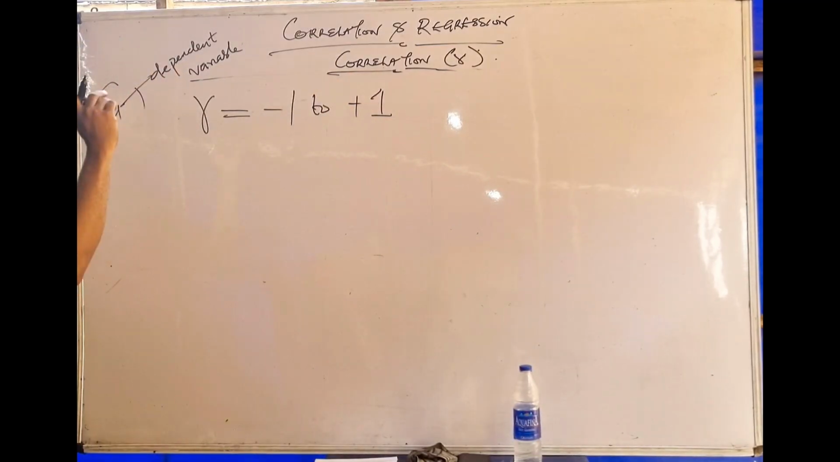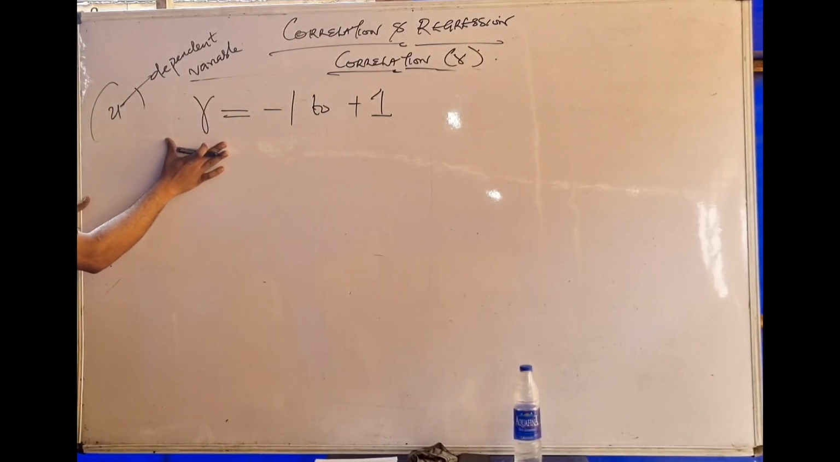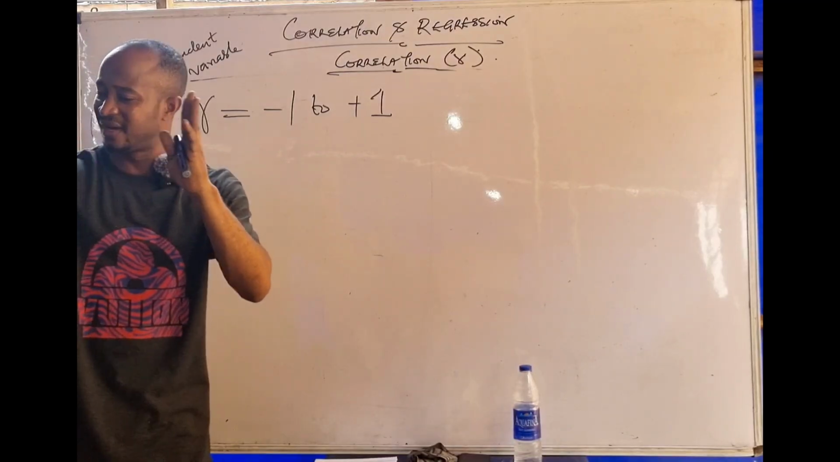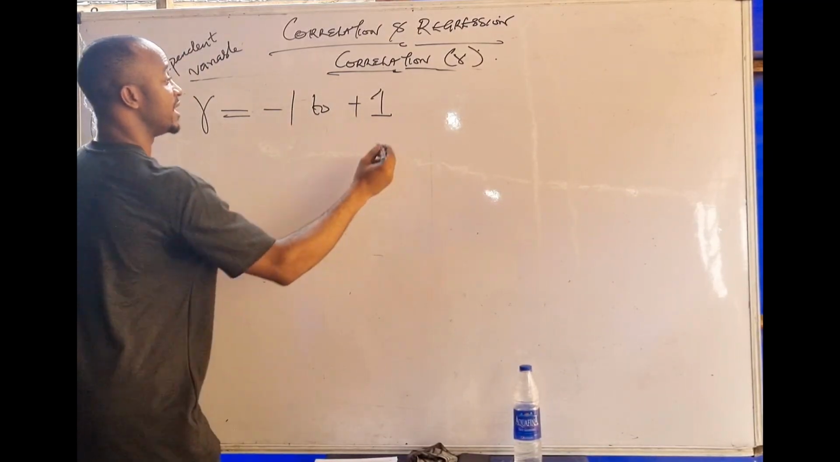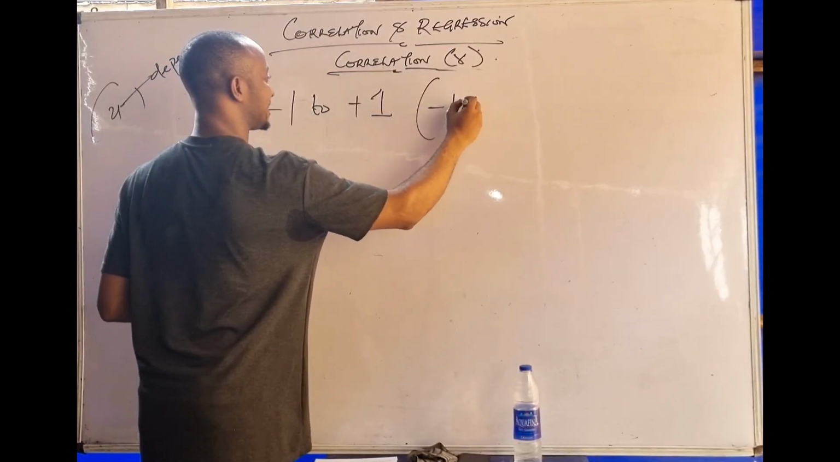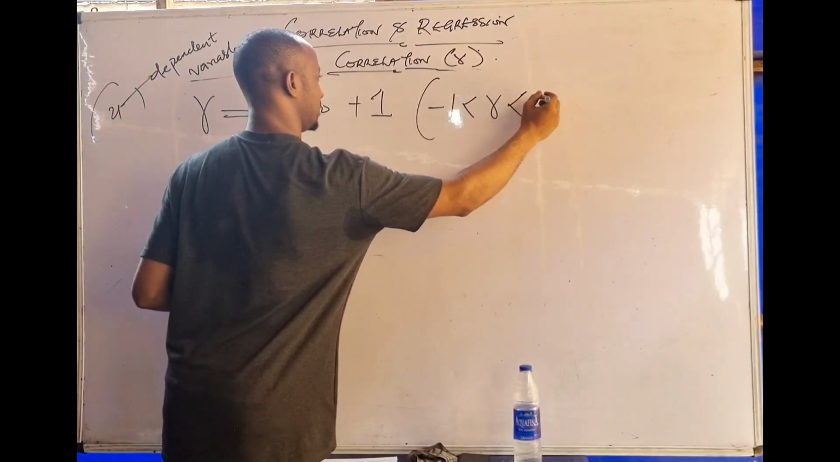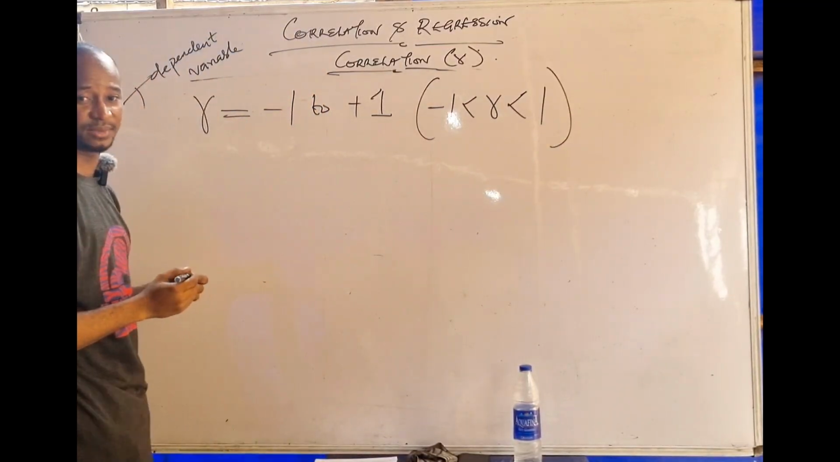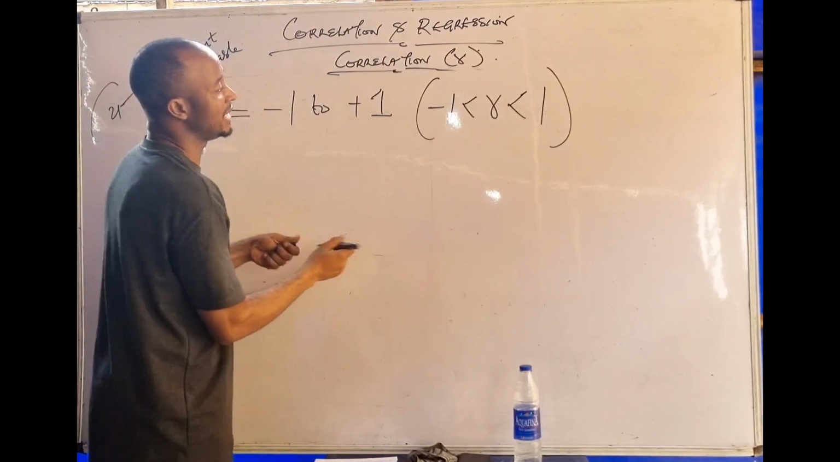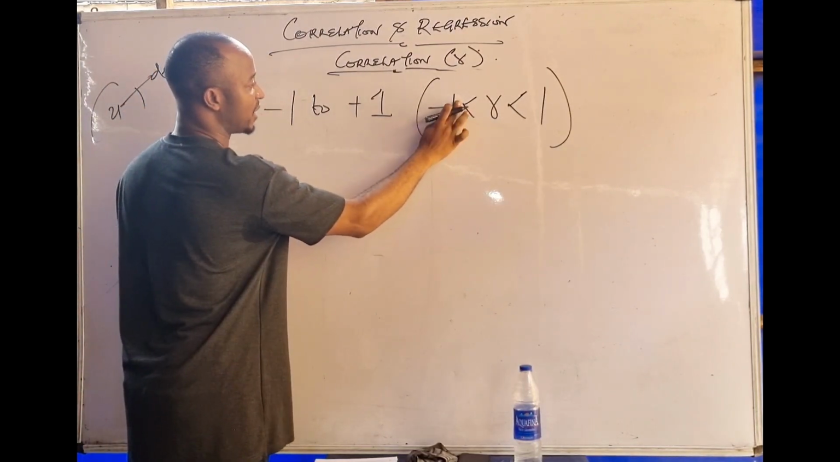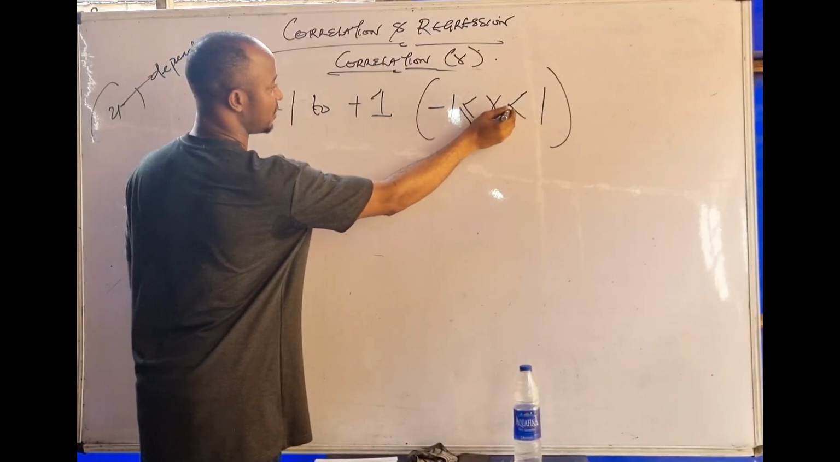To +1. The range of your correlation value must fall between -1 to +1. Meaning that -1 is less than or equal to R, less than or equal to 1. Do you get the concept here? The values are between -1 and 1.